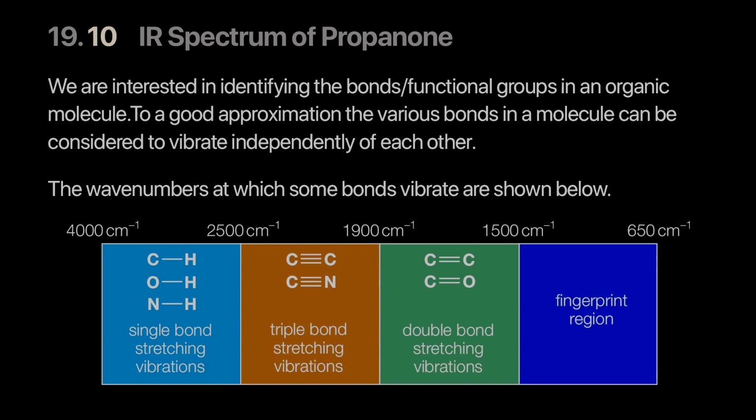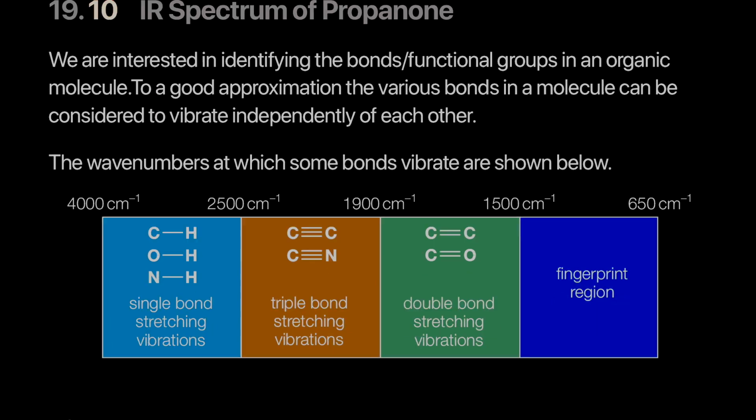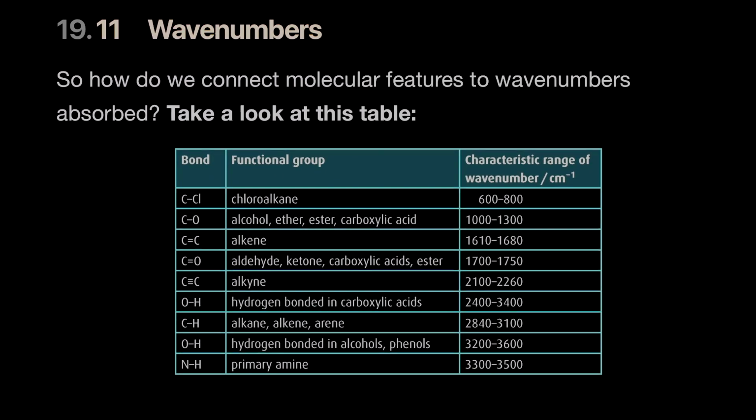Okay, there are other bonds also. There is the carbon halogen bond, which tends to be found somewhere in the fingerprint region. So apart from the fingerprint, in that region some of the molecules will show bands there also. And so we will be given these numbers, so don't worry about it.